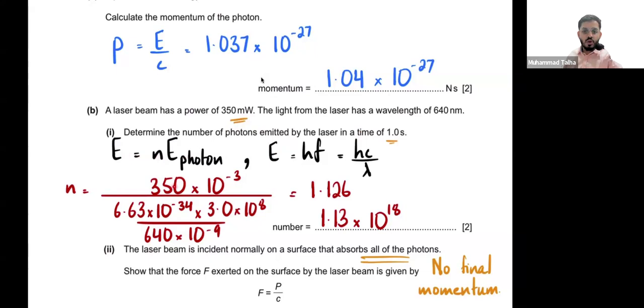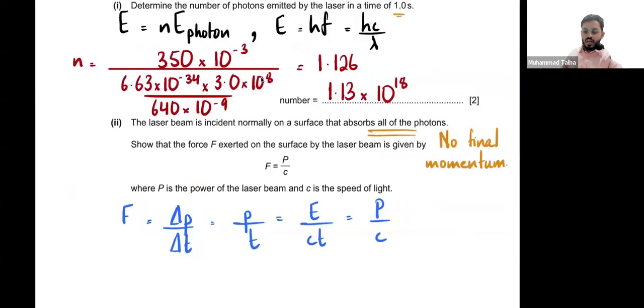So 350 millijoules is my total energy, and the energy of a photon I can calculate using hf. Because I have wavelength provided, I use hc over lambda, right? So N is E over E photon. This is E, and the energy of each photon is given by this equation, hc over lambda. So that turns out to be this value here.